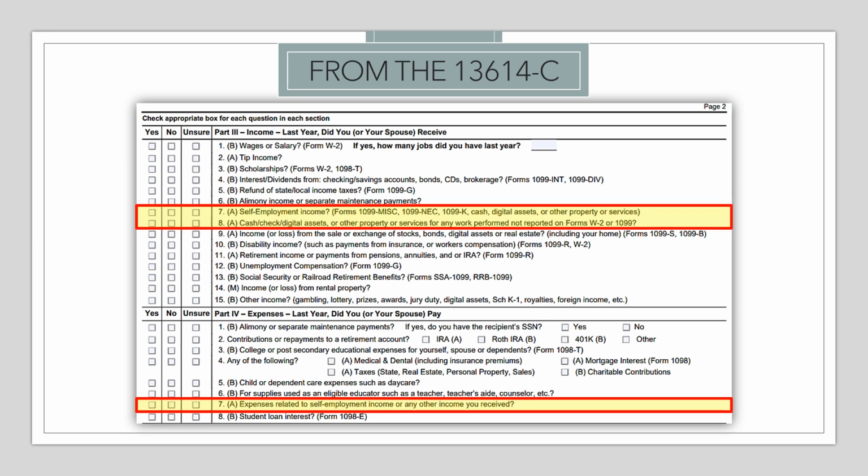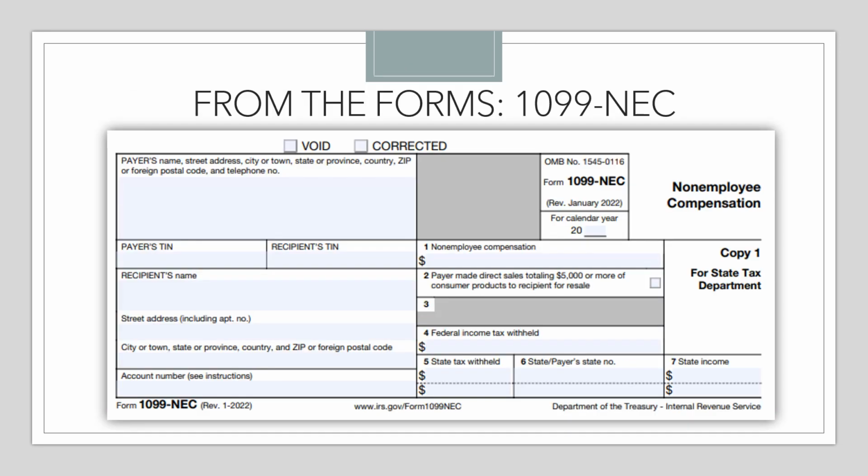Along with the income side of being self-employed, there is also an expense side that can be deducted from the business income. On Form 13614C, question 7 in the expense section may be checked. So let's talk about some of the other forms that our taxpayers might be coming in with. These are forms that were given to them by an outside party.